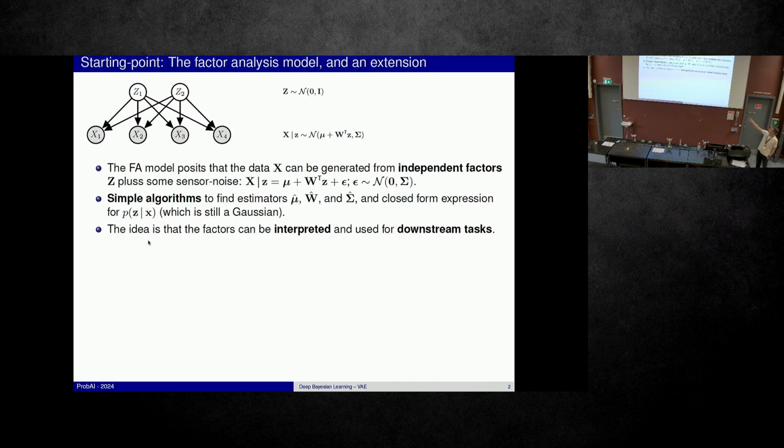We have 4 of them in total that are assumed to follow a normal distribution conditioned on the latent factors that you have up here. And the way that it's interpreted is that the data that you observe is generated from these independent factors, plus some additional observation noise that is being added. And with this type of model class, there are some relatively simple algorithms that we can use in order to learn the model parameters. That would be the mu that you have here and the weight matrix, the factor loadings connecting the factors to the data that you have.